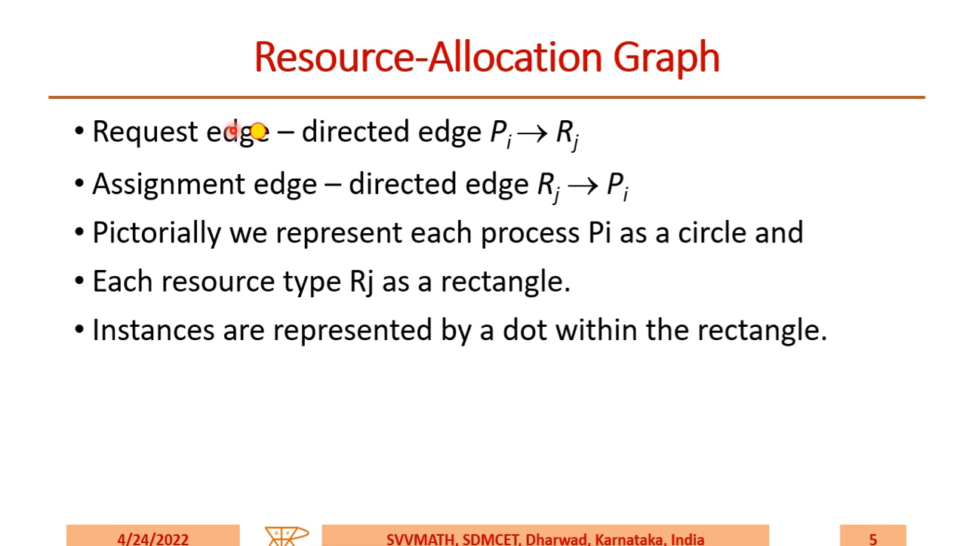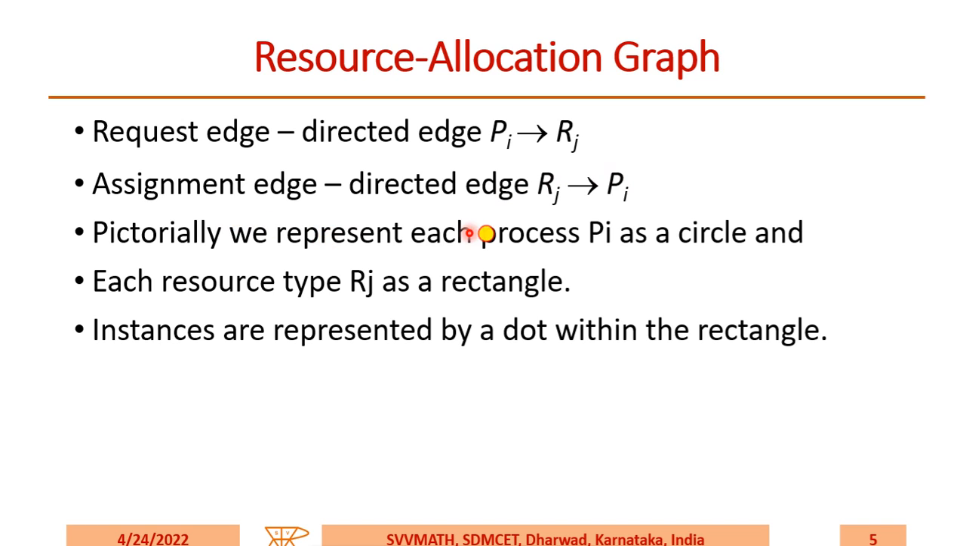A request edge is a directed edge from a process to a resource, for example, process Pi to Rj. An assignment edge is from a resource to a process, for example, Rj to process Pi.